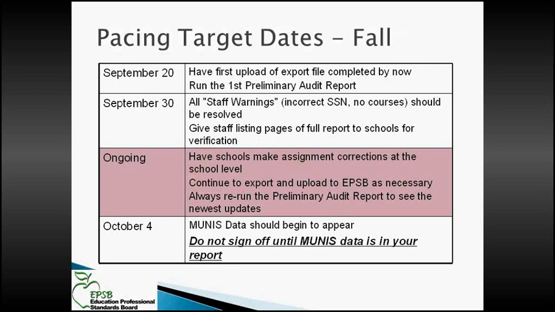We highly recommend that everyone have their first file uploaded by around September 20th. Gives you a good early start to take a look at certification information and plenty of time to clean up any other errors. We recommend by the end of September, so 1 month in, that you have all staff warnings resolved. That's the no courses error, the Social Security number not found in EPSB database errors. So we recommend that happens that early.